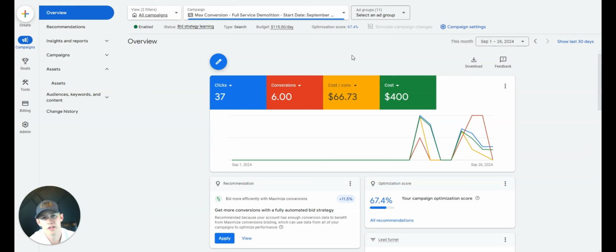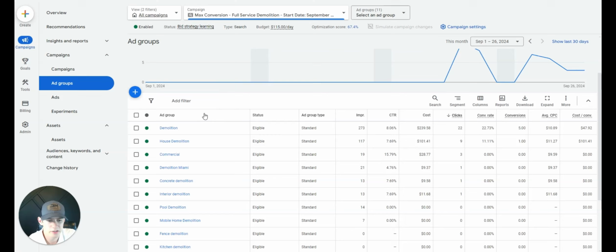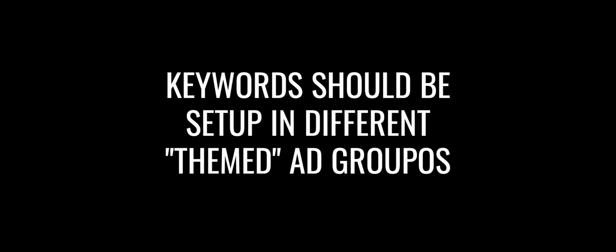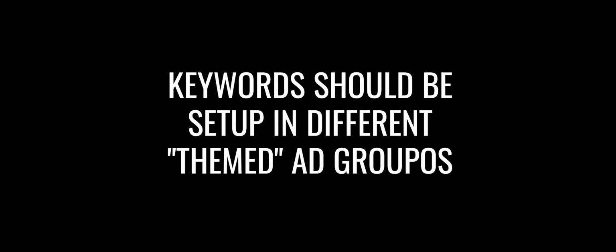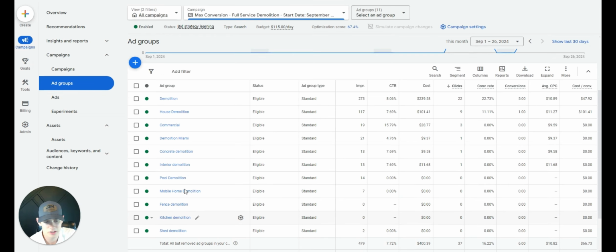But the most important thing with these demolition campaigns is not to waste money. And when I say not waste money, I mean getting clicks for bad keywords that don't result in anything, that can't result in a good lead. So the first thing you want to do when you're setting up this campaign is set up all your different keywords into different ad groups and themes, right? So demolition, house demolition, commercial demolition, demolition in that area. Kitchen and fence. If you guys do interior demolition, you can add those as well.